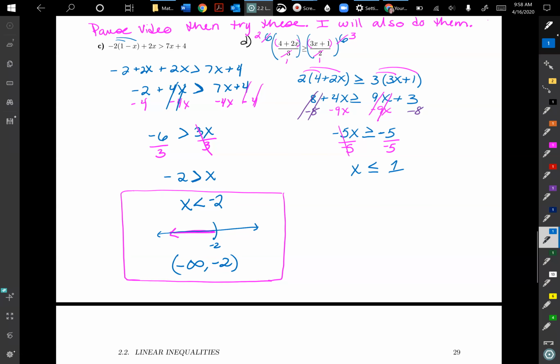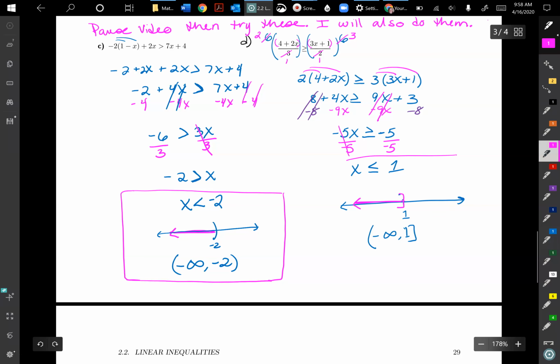And my graph will be here. Here's 1. And then I'm going to include the 1 and go to the left for my arrow. And then I would write it as negative infinity up to and including 1. And I'm done.